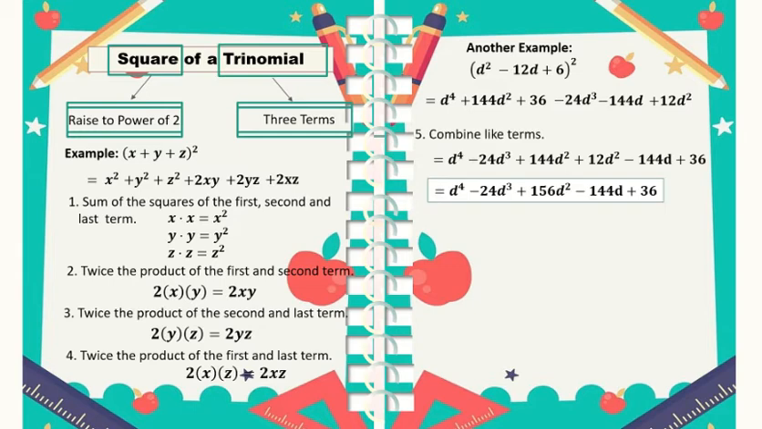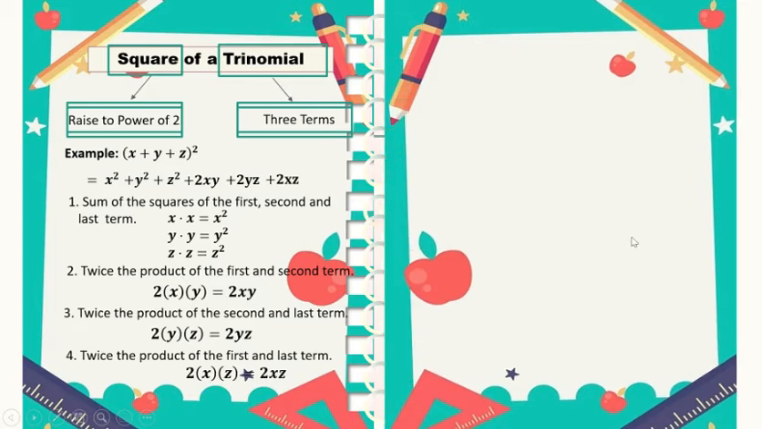Next, combine like terms. D raised to 4 minus 12d cubed minus 12d cubed plus 144d squared plus 12d squared minus 144d plus 36. We have d raised to 4 minus 24d cubed plus 156d squared minus 144d plus 36.